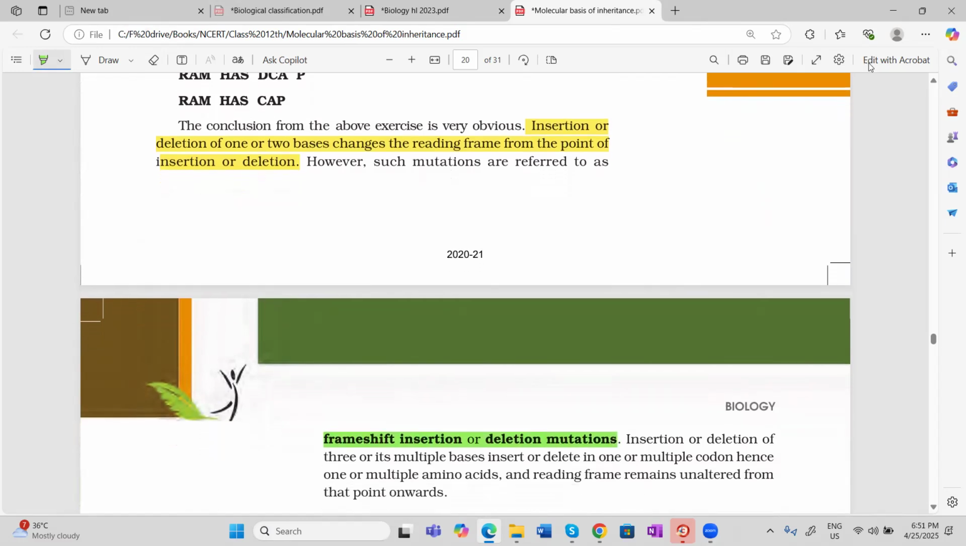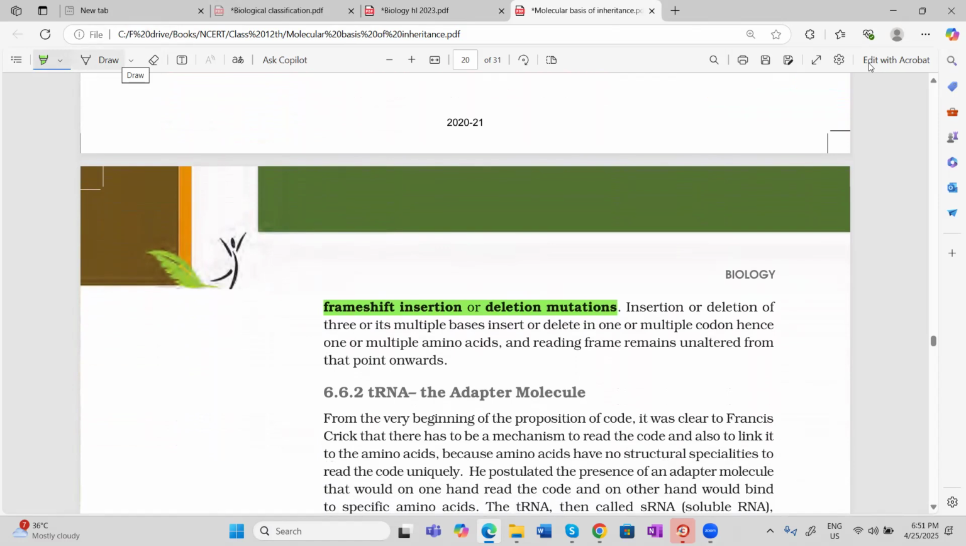But suppose we do insertion or deletion of 3 or its multiple. It means only 1 or 2 amino acids will be inserted or deleted. The reading frame will remain undisturbed. So this proof, the insertion of 3 or its multiple, proves that yes, the genetic code is triplet in nature. So up till here, just read. If you have any doubt, then ask.